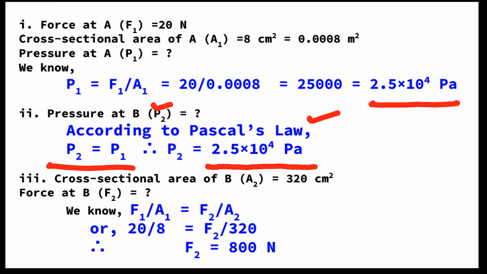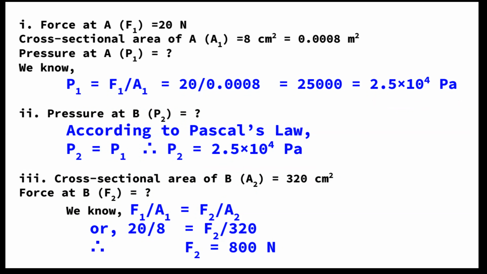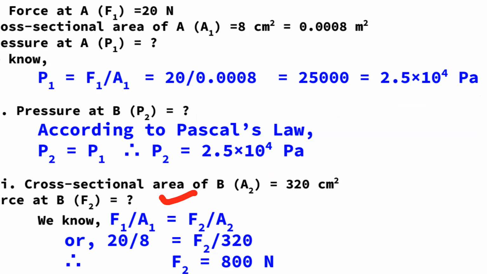So where P2 is equal to P1, and directly P2 is also 2.5 into 10 to the power 4 Pascal. And the last question was to find the force exerted at the piston B. For this we are using again the same formula by Pascal's law, that is F1 upon A1 equal F2 upon A2. And see here, the area of B, A2, is given as 320 centimeters square, which is CGS unit. And here we are given that area A1 as 8 centimeters square.